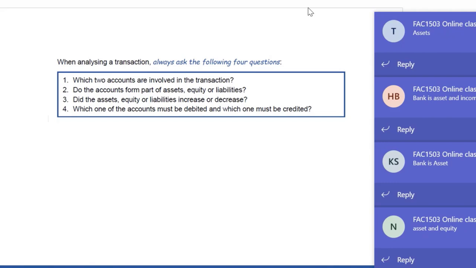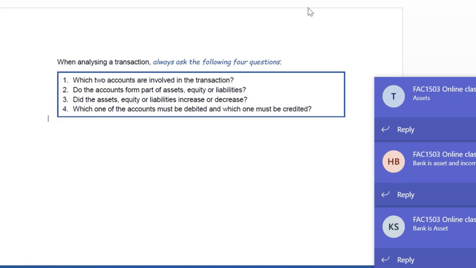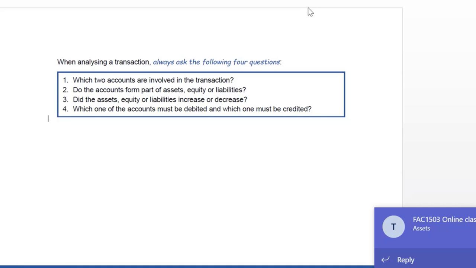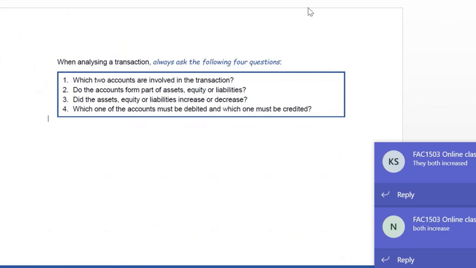I am impressed. Well done on that. Number three, did the asset, equity, or liability increase or decrease? Both increase. Okay, I see the comment. Both increase, I see.